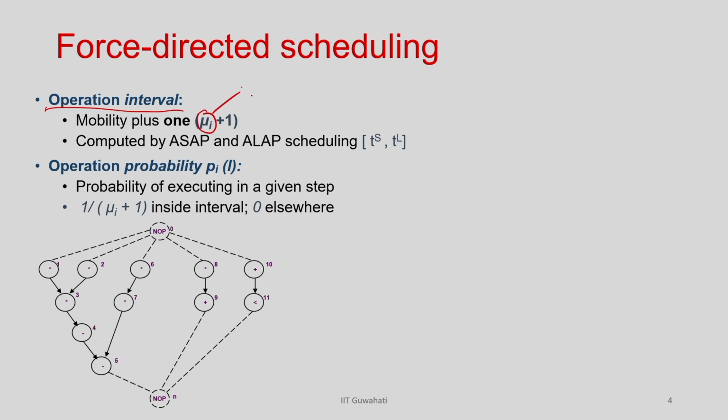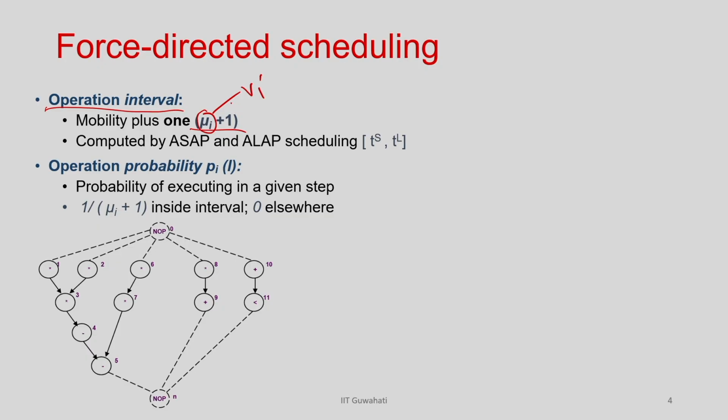for operation Vi, then the mobility is basically mu I plus 1. Okay. So, why? Because say one operation can be scheduled at 1 or 2. So, its ASAP is timestamp 1, ALAP is 2. The difference is 2 minus 1, which is 1, but its mobility is 2, right. That is 2 minus 1 plus 1. So, that is why this is mu I plus 1, right.